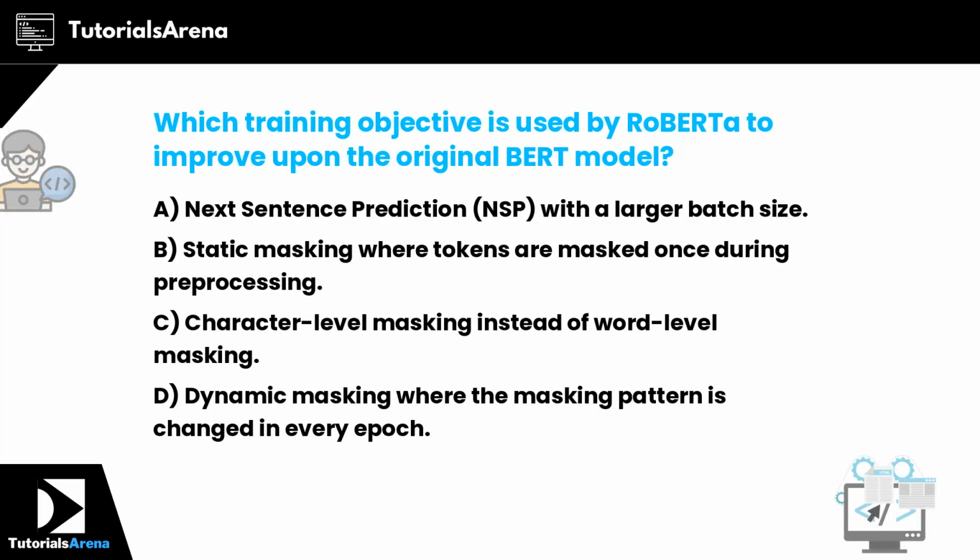Which training objective is used by RoBERTa to improve upon the original BERT model? The correct answer is option D, dynamic masking, where the masking pattern is changed in every epoch.